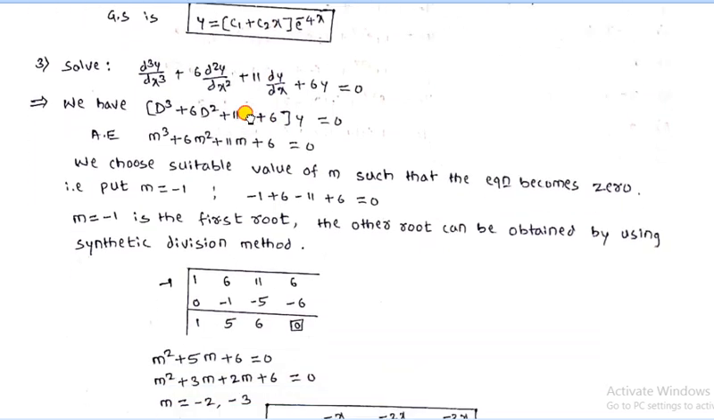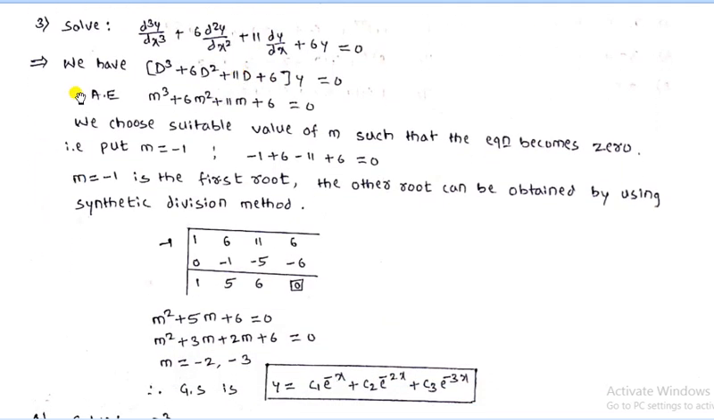Then example 3. Solve d cube y by dx cube plus 6 d square y by dx square plus 11 dy by dx plus 6y equal to 0. Solution. So again write the given differential equation in symbolic form. D cube plus 6D square plus 11D plus 6 is equal to 0.